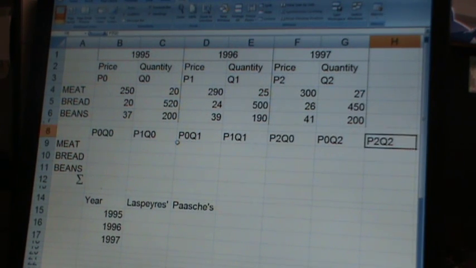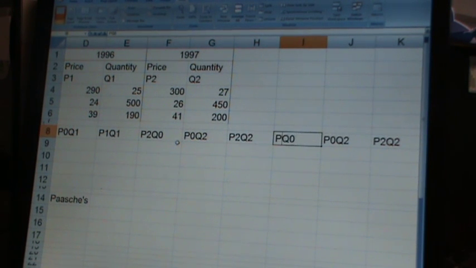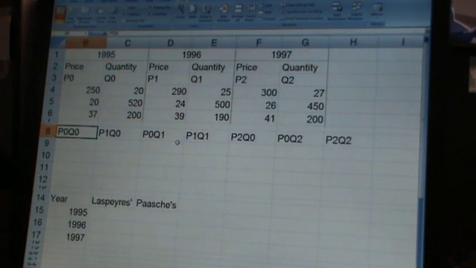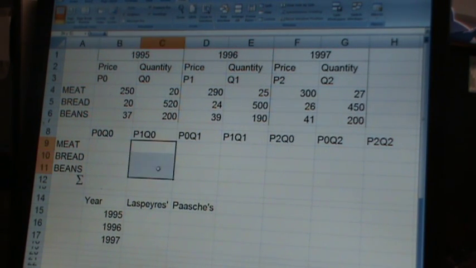Okay, so if you were to work for year 1998, you would again copy these 3, paste them here, and wherever you see 2 you will replace them by a 3. But because we only have data till 1997, I will have the columns until P2 Q2. Now it's very easy to multiply P with Q and find out these figures for the columns here. And finally what we need to do is add them all together to find out P0 Q0 for meat, bread and beans and so on.